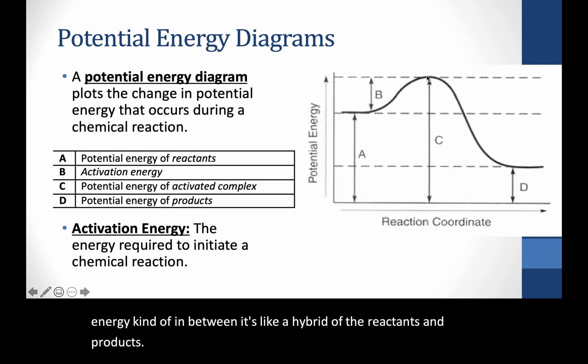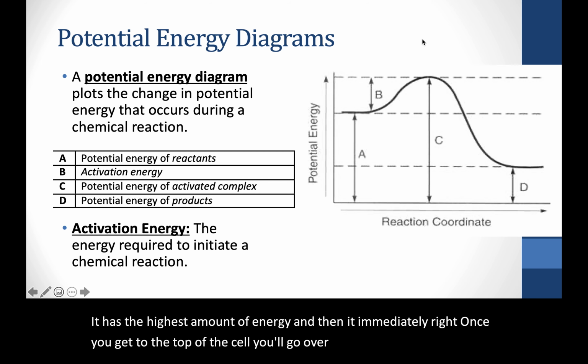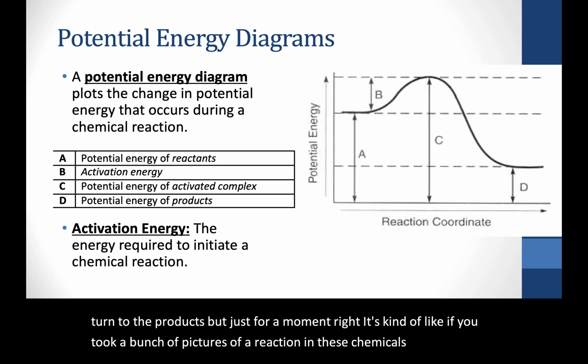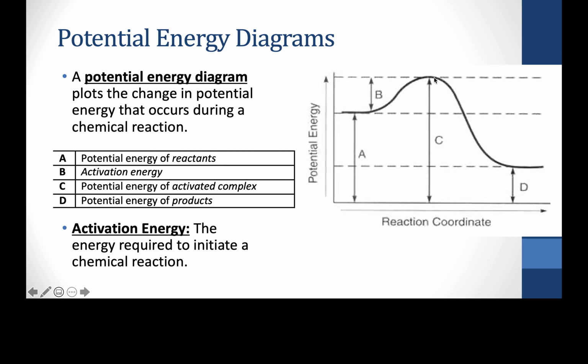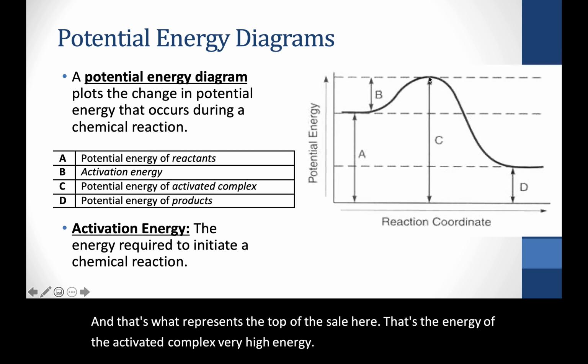It has the highest amount of energy, and once you get to the top of this hill, you'll go over the hill and the reactants will turn to the products. But just for a moment, it's kind of like if you took a bunch of pictures of a reaction and these chemicals changing, you would see this weird hybrid of the products and the reactants combined before the reactants actually fully turned into the products. And that's what represents the top of this hill here. That's the energy of the activated complex, right? Very high energy, not sustainable, right?